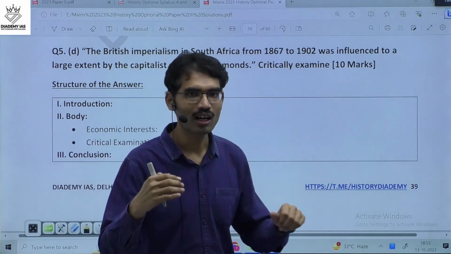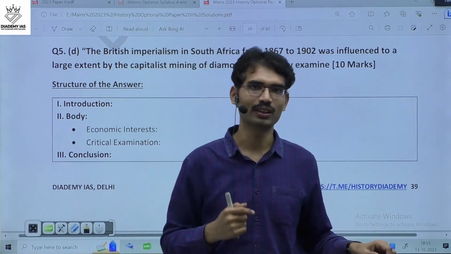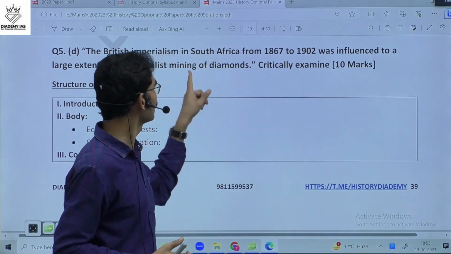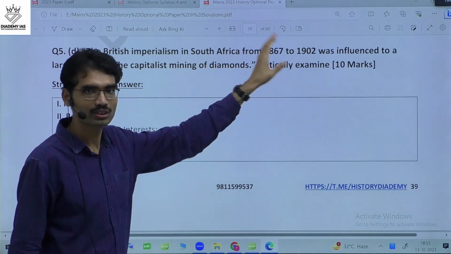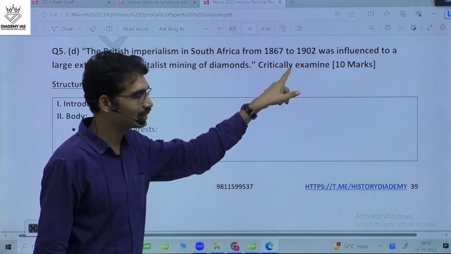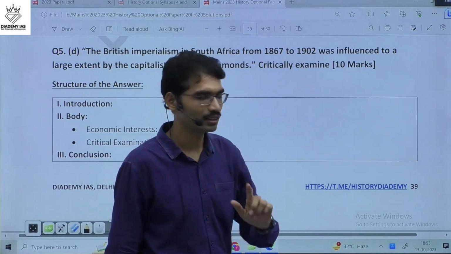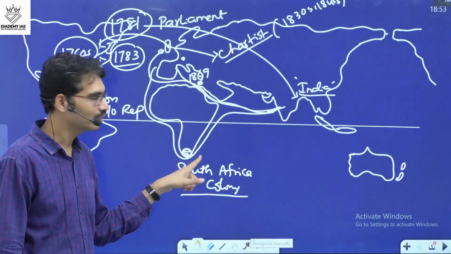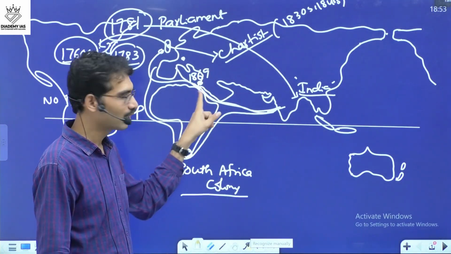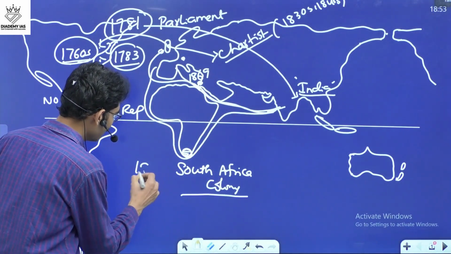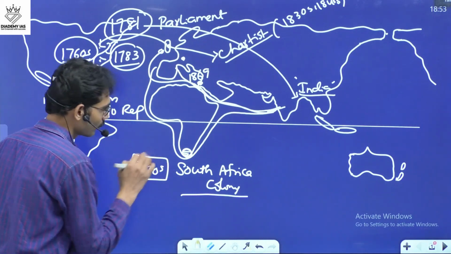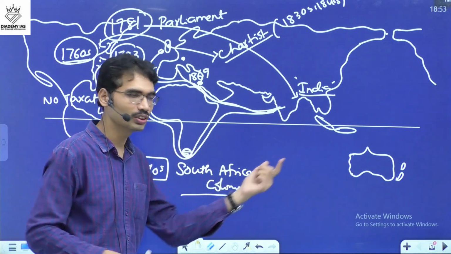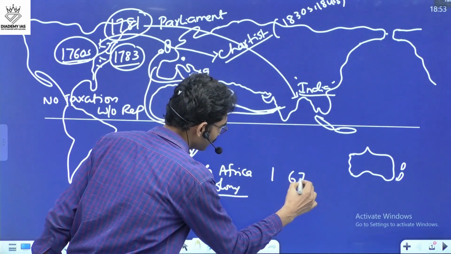Apart from that, after some years, gold was also discovered. And now diamonds and gold both played a dominant role in the colonization, imperialism of South Africa. But it is critically examined, and there are other reasons also. This area is a critically located area. So you can see this already since the 1810s, this area was under the British, and the tradition continued after 1867 also.